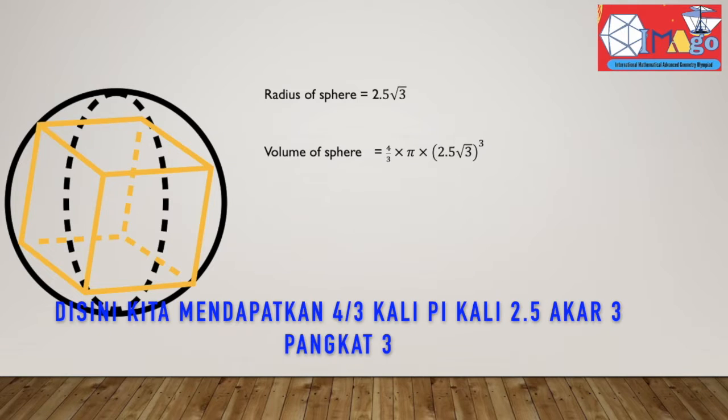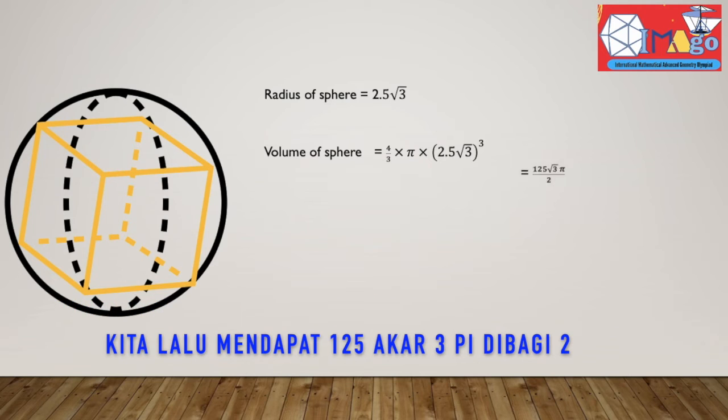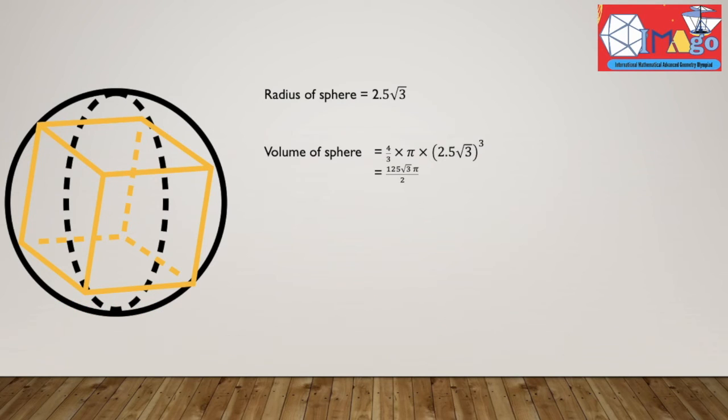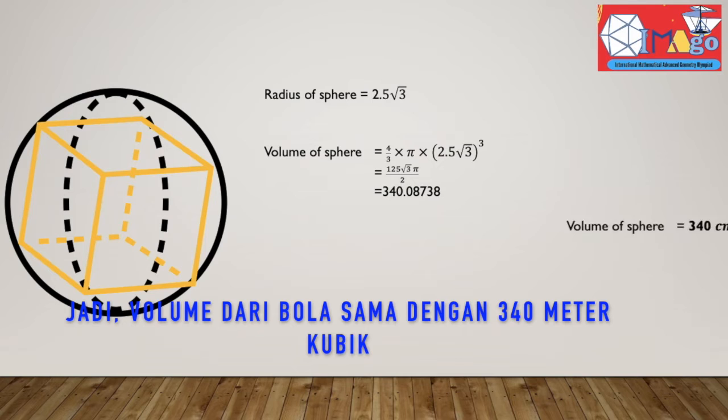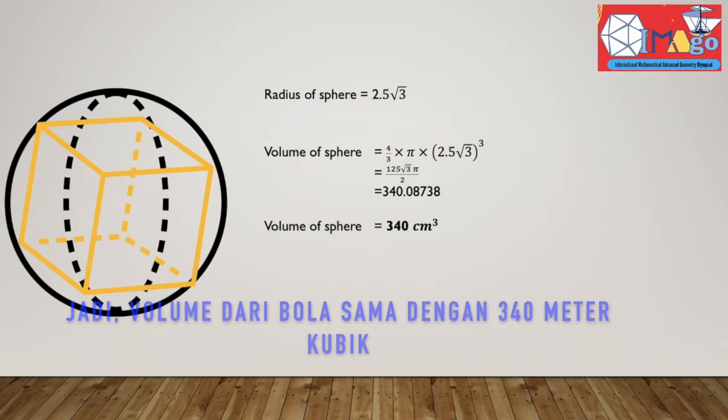Since we already got the radius of the sphere, we can use the following formula for a sphere. Here we got 4 over 3 times pi times 2.5 root of 3 to the power of 3. We then got 125 root of 3 pi over 2, which is equal to 340.08738. Hence the volume of the sphere is 340 cm cubed.